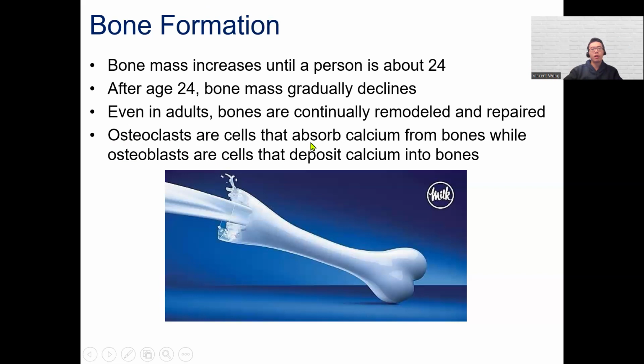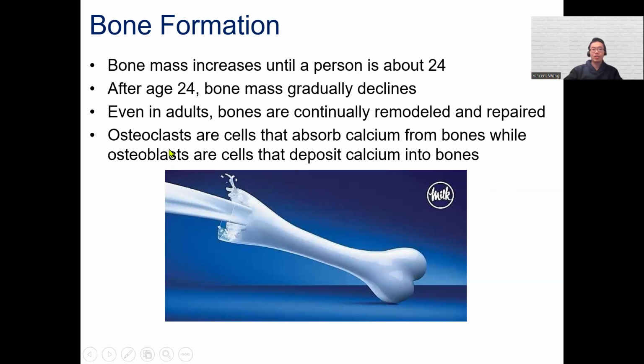Okay, these are cells that are responsible for absorbing the calcium from the bone, okay? And the osteoblasts are the ones that are going to be depositing calcium in the bones. So in other words, the osteoclast is responsible for breaking down the bones. And there are instances where you need to do that. And osteoblasts, B for build, these are the ones that are going to be building your bones by putting more calcium into the bone, okay?